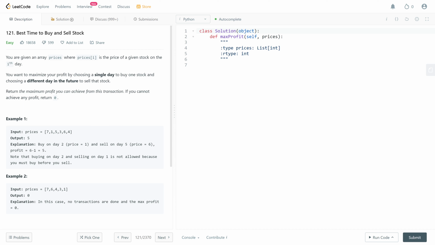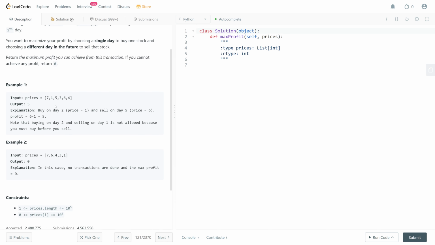Now example one. If it's 7, 1, 5, 3, 6, 4, you definitely want to buy when it's at one and then sell it when it's at six. Right. Buying on day two and selling on day one is not allowed, right? You cannot do it in reverse. That's called shorting, actually. Example two, prices 7, 6, 4, 3, 1. Well, you cannot make any profit, so you're going to say max profit is zero.